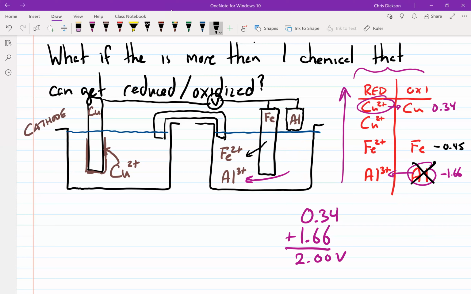And this actually is a really important thing to keep in mind because we're going to look at some practical aspects of what's called giving other metals the chance to be oxidized over others, and it's an important thing that we will see in the next video we put out here.